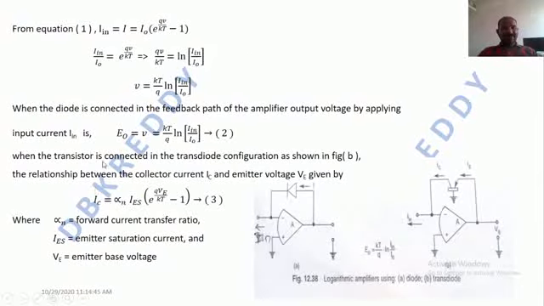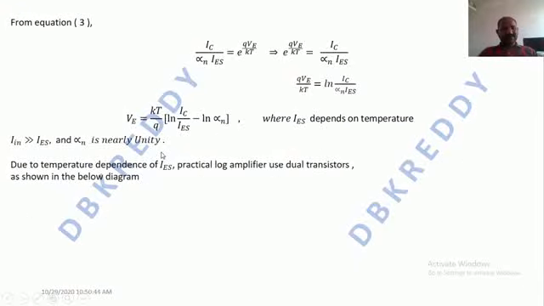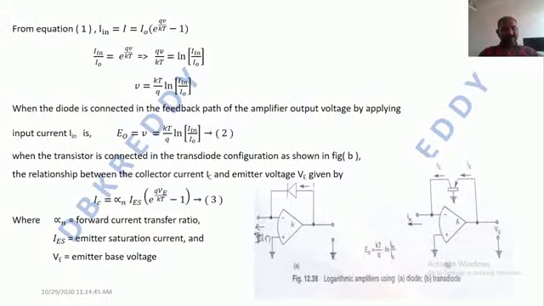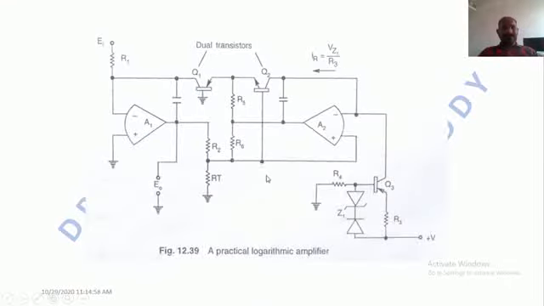So here we are having the VE. VE is nothing but the emitter base voltage. So if you see this, the voltage drop across the RT is equal to the emitter base voltage of this particular Q1 and the emitter base voltage of this particular Q2.